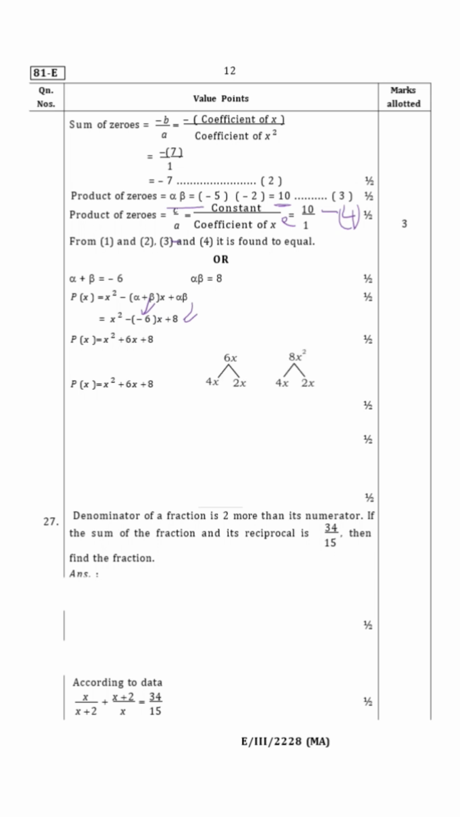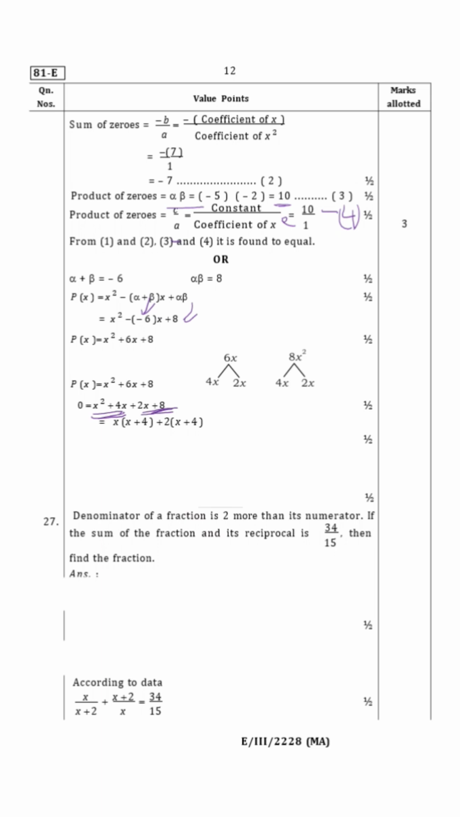So now let us split the middle term, meaning x square plus 4x plus 2x plus 8. Now let us group. How do we have to group? x square plus 4x, here x is common, x into x plus 4. Then 2x plus 8, here 2 is common, 2 into x plus 4.